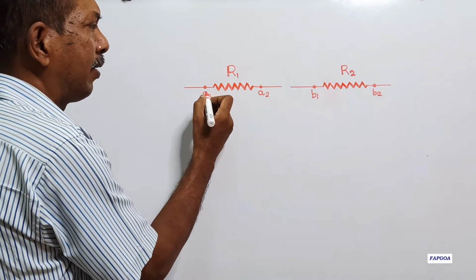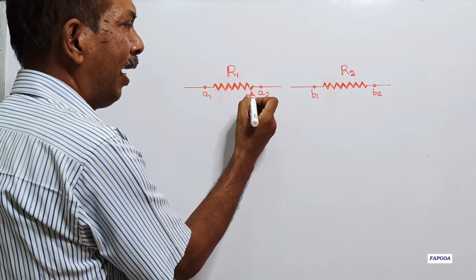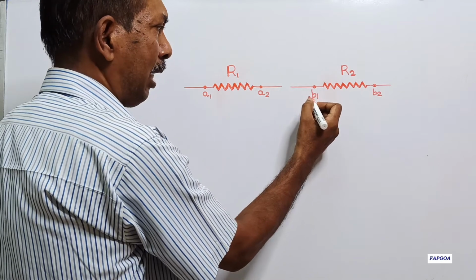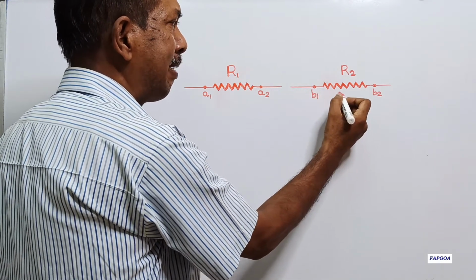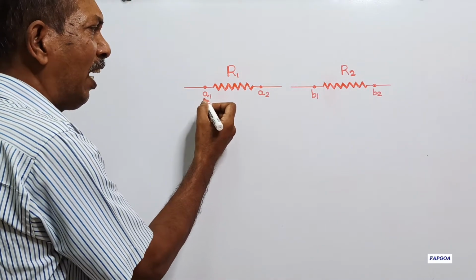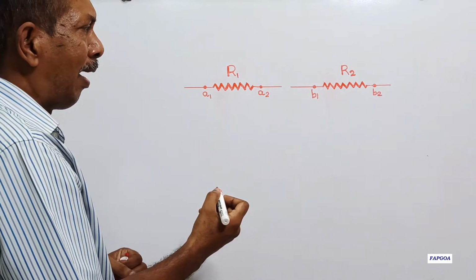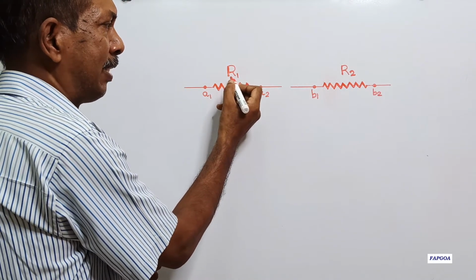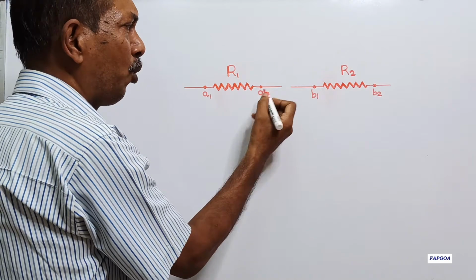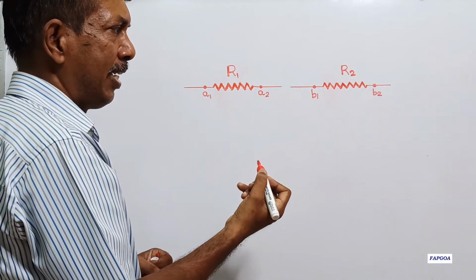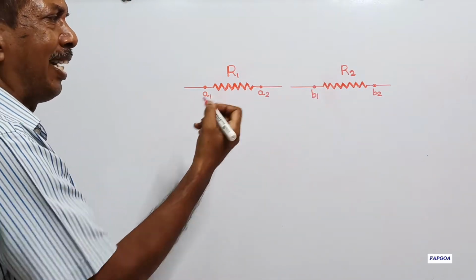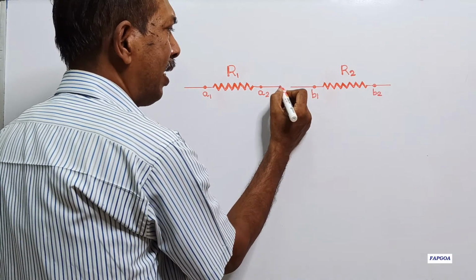So through A1 current enters R1 and through A2 current leaves R1. Now similarly through B1 current enters R2 and leaves through B2. So A1 and B1 are the starting ends of resistance R1 and R2, whereas A2 and B2 are the finishing ends of resistance R1 and R2. Now if I want to connect them in series, what I do is I just join it here.